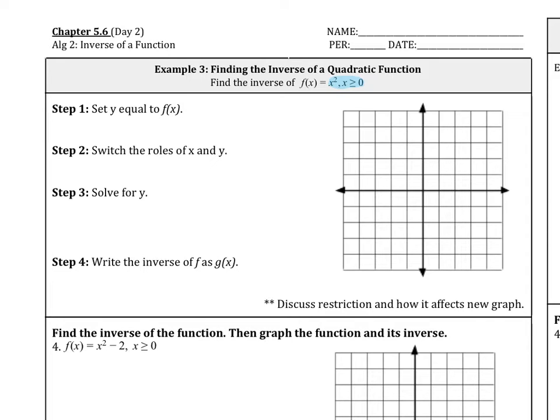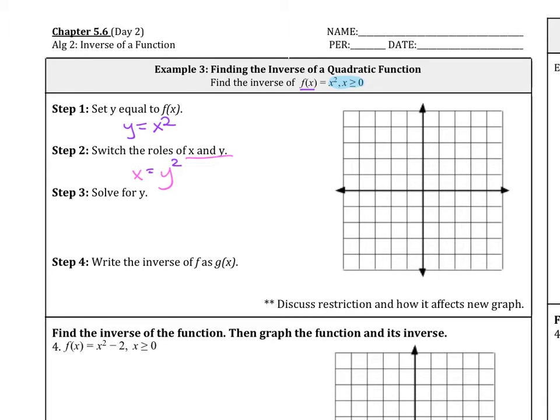So the first thing to do is the same as when we were solving for inverses of linear equations. Our first step is always to set y equal to f of x. So change the f of x to y equals x squared. Then we switch the roles of x and y, so x equals y squared. Whatever's happening to the x is now happening to the y. Now we're going to solve for this y value.